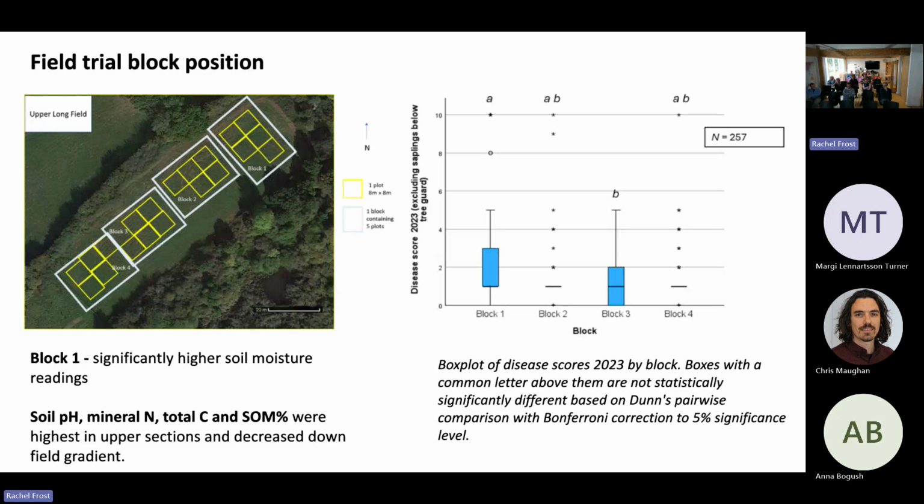So that was an interesting observation, but I can't link it in any way to the different soil amendments because each block contained each of the soil amendment treatments.